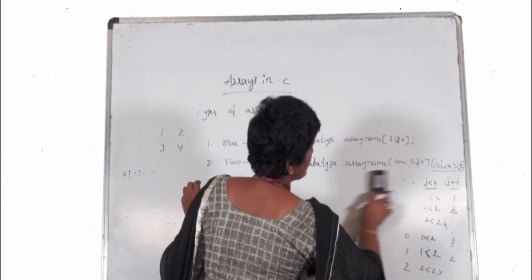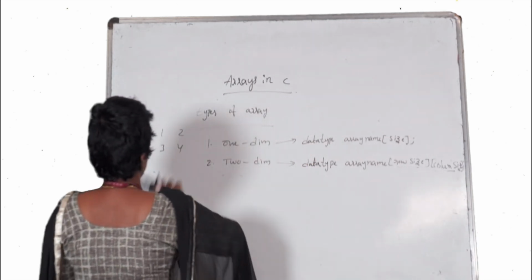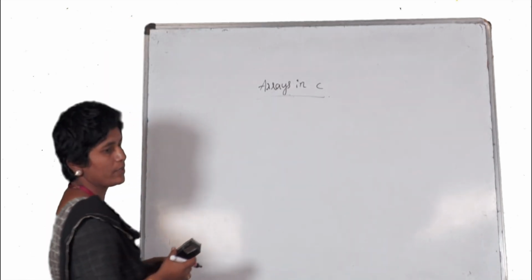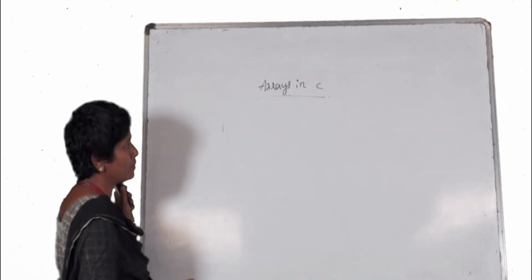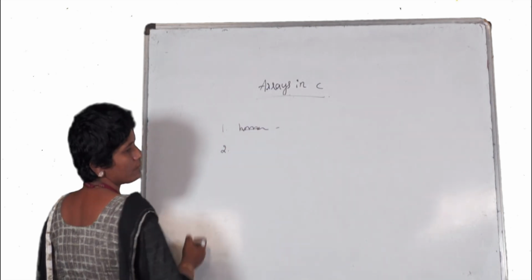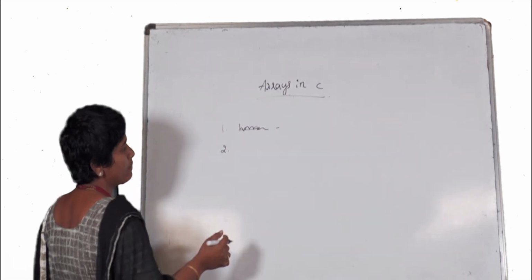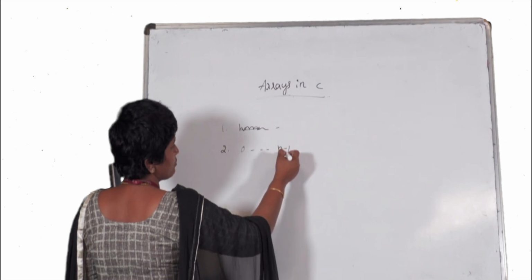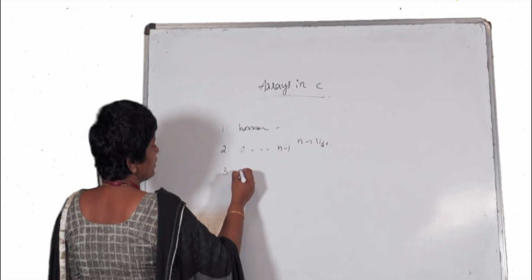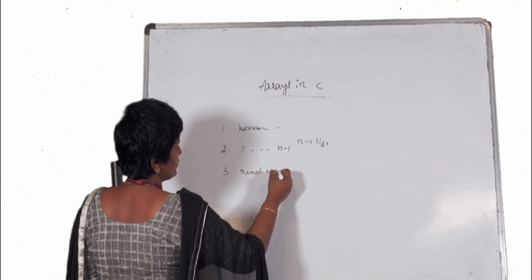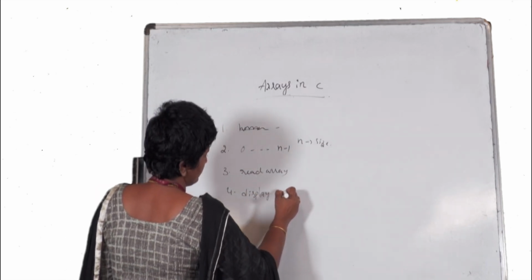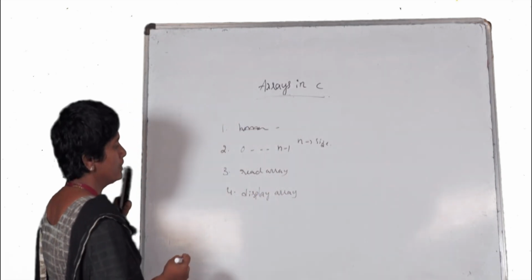So multi-dimensional means we are taking multiple array variables. What are the main topics here? By using an array we can store homogeneous elements in continuous format. The array index number starts from 0 to n minus 1, where n is the size of the array. So we discussed reading the array elements and displaying the array elements in two-dimensional arrays and one-dimensional arrays.